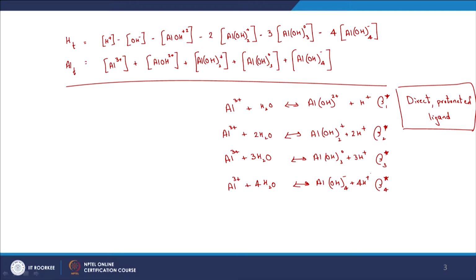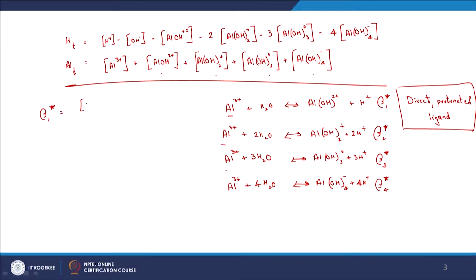So if I'm looking at Al total, Al3+ is what I need to solve for initially, assuming that I know the Al total. So I need to express all these other 4 variables in terms of Al3+, right. So how do I do that? Let's see. I know that the beta 1 star, what is it going to be now?